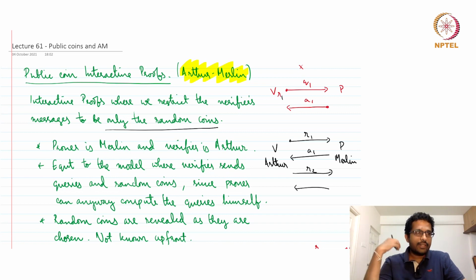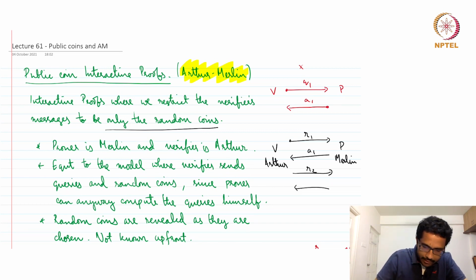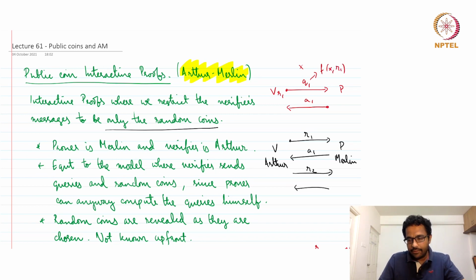So let us say we enforce this. So what did we have in the first model? We had the verifier sending a message Q1, right? Over here we have Q1 and the prover sending A1 in response. And the Q1 is a function of the input X and the random coins generated for the first round, say R1, right? So this is a function of X and R1, because I am just writing F.